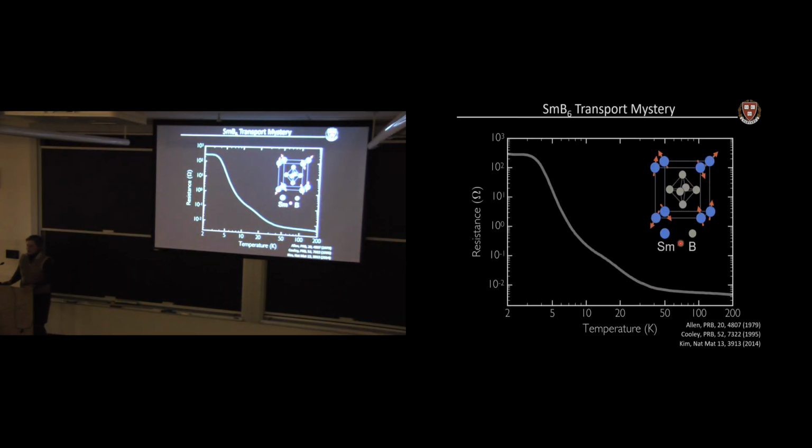So I'm going to talk about a material called samarium hexaboride, which has been known since the 70s. And it has this kind of unusual resistance versus temperature plot. As we lower the temperature, the resistance increases. So it's an insulator. But then as we get down to about 4 or 5 Kelvin, the resistance plateaus. And that is not the behavior of a normal insulator.